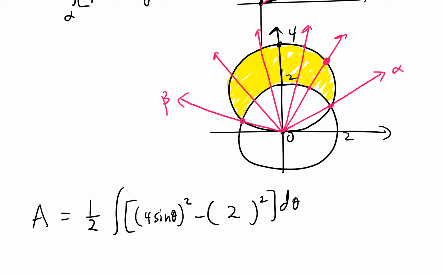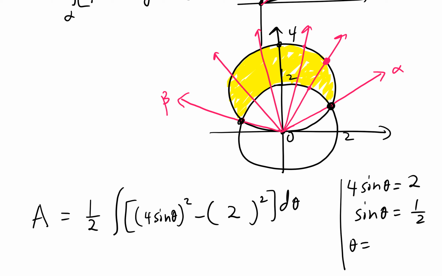Now we still need to find alpha and beta. If you notice this point and this point, that's where the two graphs intersect. So we can set them equal to each other: 4 sine theta equals 2. So sine theta is 1/2. What are the angles? Theta is pi over 6 and 5 pi over 6, from the table of trigonometric values.